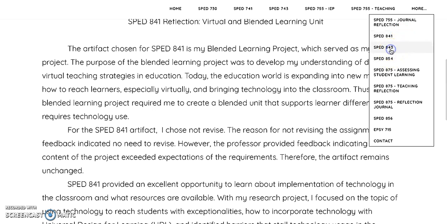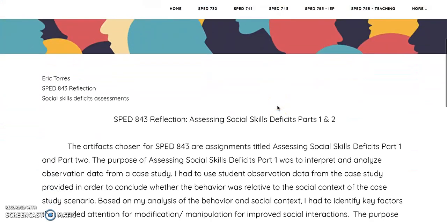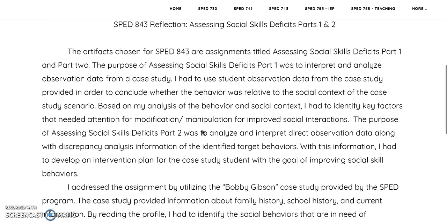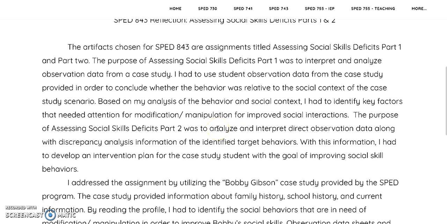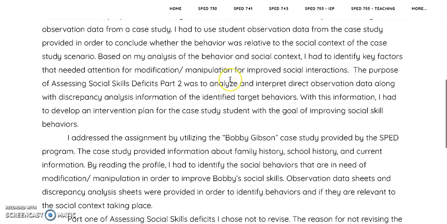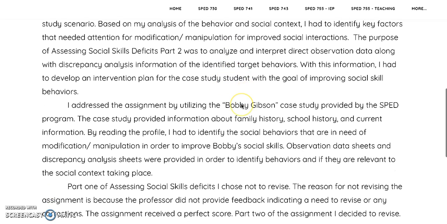The next one is SPED 843. In SPED 843, the artifact chosen is Assessing Social Skill Deficits Part 1 and Part 2. There are two different artifacts. I chose them because they taught me the value of being able to identify social behavior deficits in students and also how to apply appropriate interventions to help students lessen their deficits, or pretty much close the gap in their social skills.